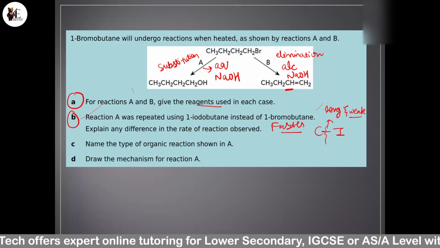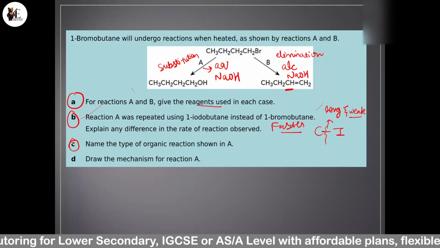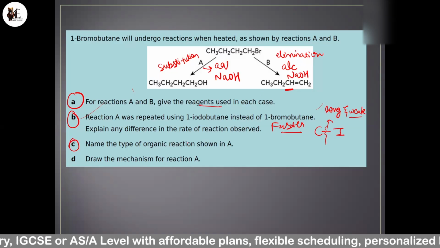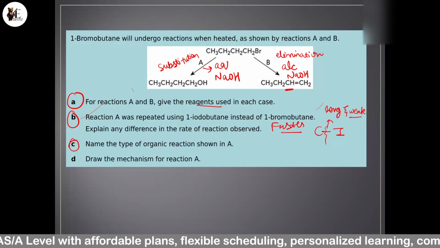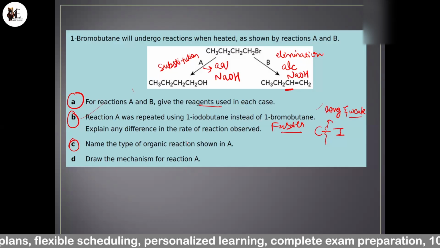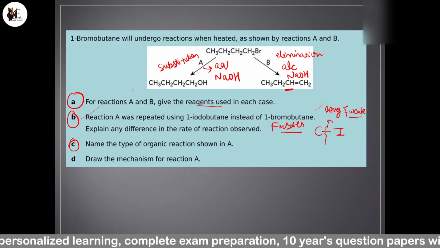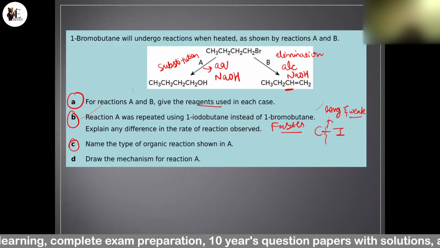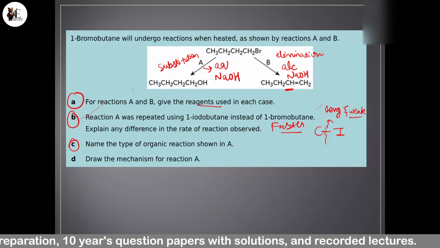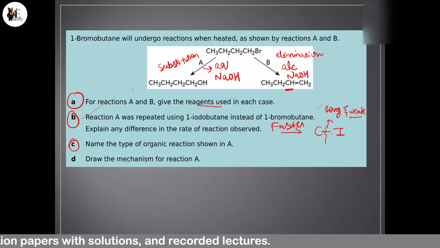Name the type of organic reaction shown in A part. Tell me the type of organic reaction which is shown in reaction A. Is it substitution or elimination? Nucleophilic substitution. In substitution, is it SN1 or SN2? SN2. Yes, so the reaction is SN2.